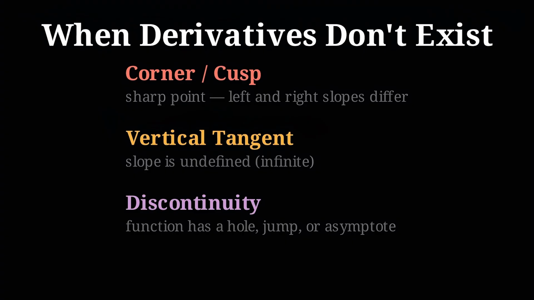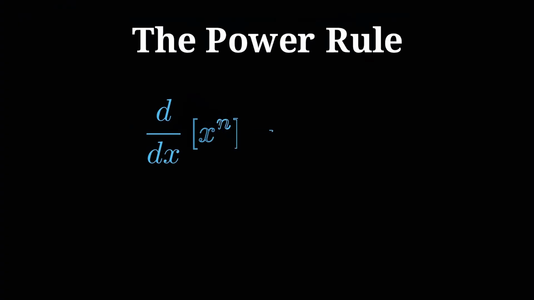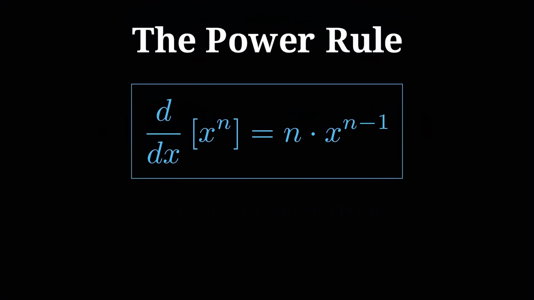Now we build our toolkit of differentiation rules. The most fundamental is the power rule. The derivative of x to the n is n times x to the n minus 1. You bring the exponent down as a coefficient, then reduce the exponent by 1. This works for any real number n, positive, negative, fractional. It does not matter. Learn this rule cold. It is the basis for differentiating every polynomial.